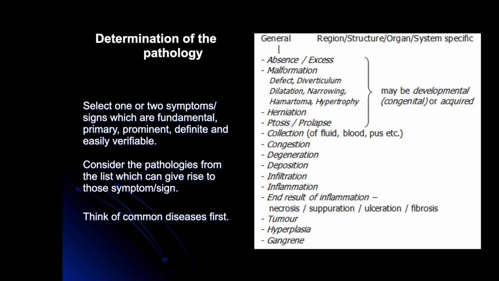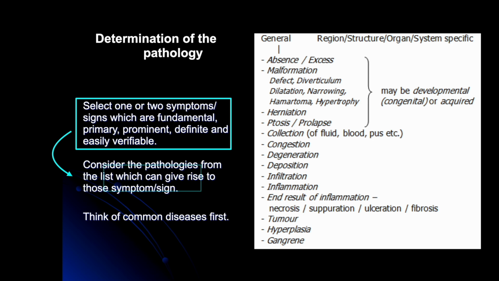Okay? Now let us see how to fix the pathology in a given case. The first thing is, from the patient's clinical database, select one or two symptoms and or signs which are fundamental, primary, prominent, definite, and easily verifiable. I repeat, select one or two symptoms and or signs which are fundamental, primary, prominent, definite, and easily verifiable. And then consider those pathologies from the list which can give rise to those symptoms and signs. That's it. In other words, it's as simple as solving a match the following question.